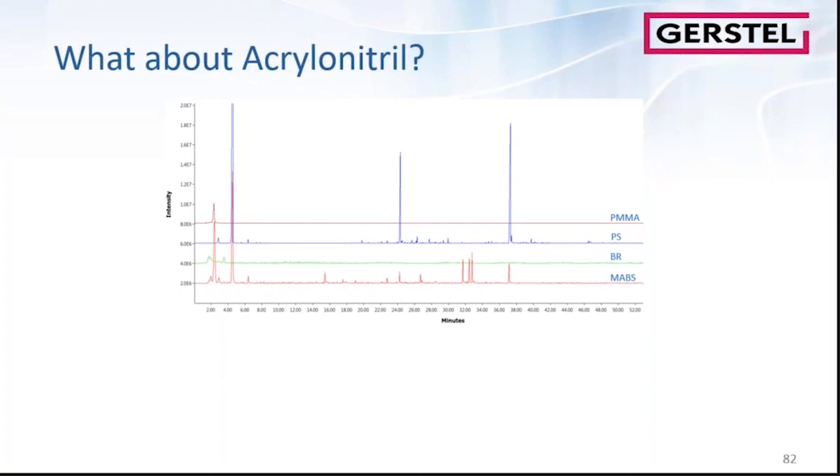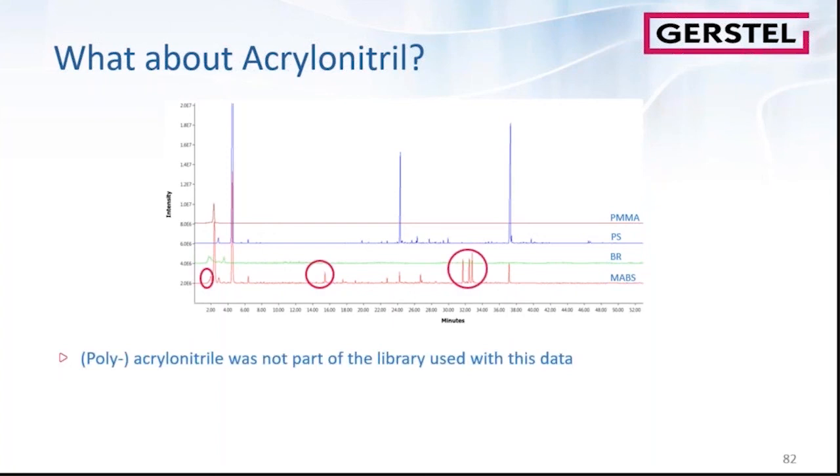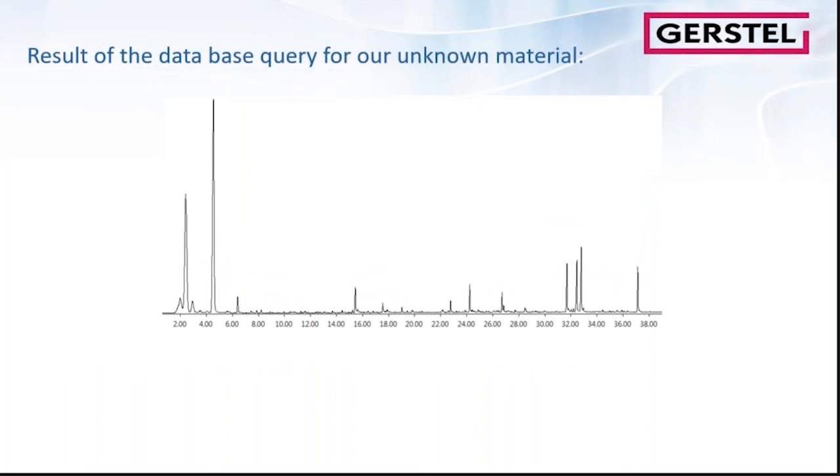You remember acrylonitrile was in our sample, but we haven't found it so far because it wasn't in the library. But would we be able to find it? Yes, you see here the peaks that have not been assigned so far. But you remember from the first chromatogram, the first circle, this was the monomer. So as a total result, are we now able to deconvolute our unknown sample?